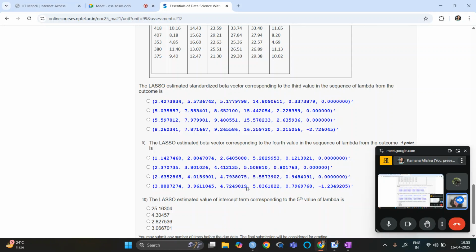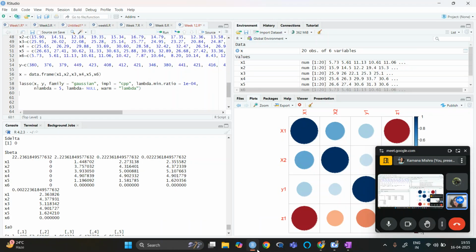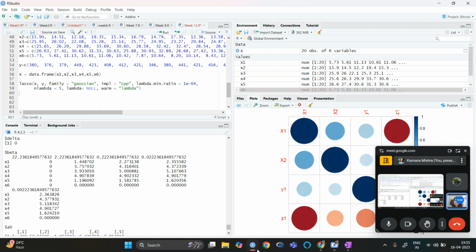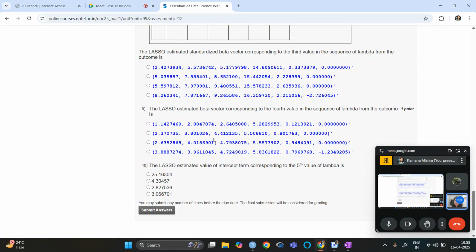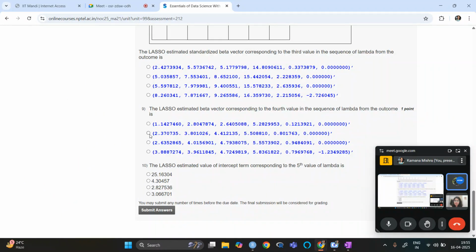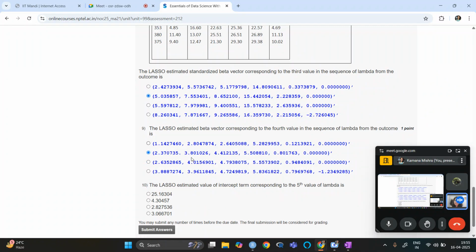The beta in this, let's say if I take the fourth value, 0, 1, 2, 3, 4, and it is 2.35, 2.37. So this one will be correct. First one. Yeah. So for it, this one will be correct. For this one will be correct.